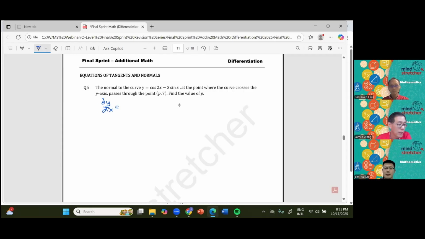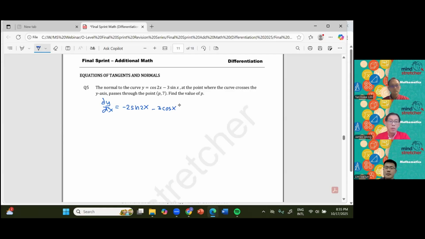Applying the rules of differentiation for trigonometry that we went through earlier, I'm sure everyone should be very familiar with how to differentiate this. Differentiation of cosine will give you a negative sine, but remember inside is 2x, so do not forget the -2 outside. So you have -2 sin 2x. Then differentiation of sine is simply cosine, so I will have -3 cos x.